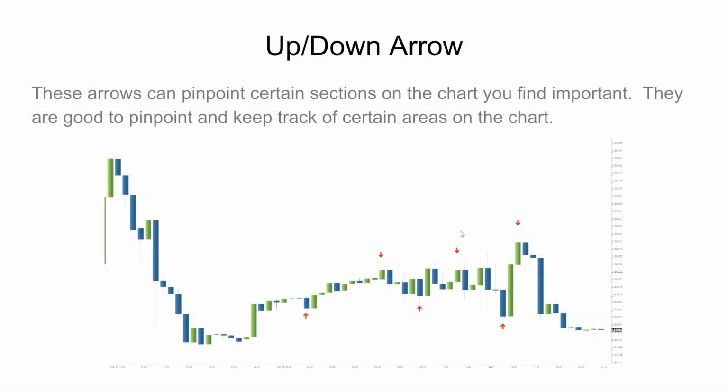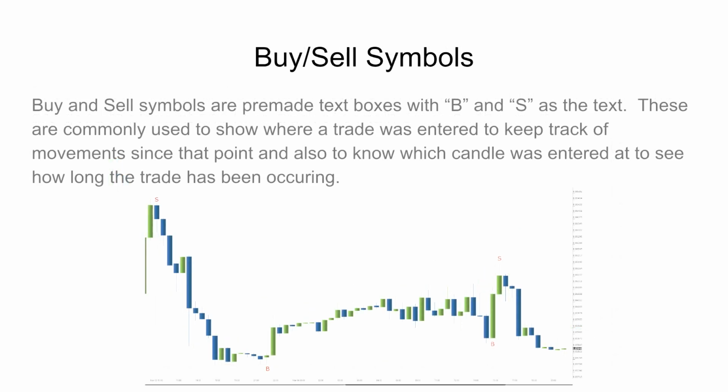Okay, now we have the up and down arrow, and these arrows can pinpoint certain sections on the chart you find important. They are good to pinpoint and keep track of certain areas on the chart. And then we have buy and sell symbols, and these are just the B and the S to keep track of where you bought or where you sold or where things are happening.